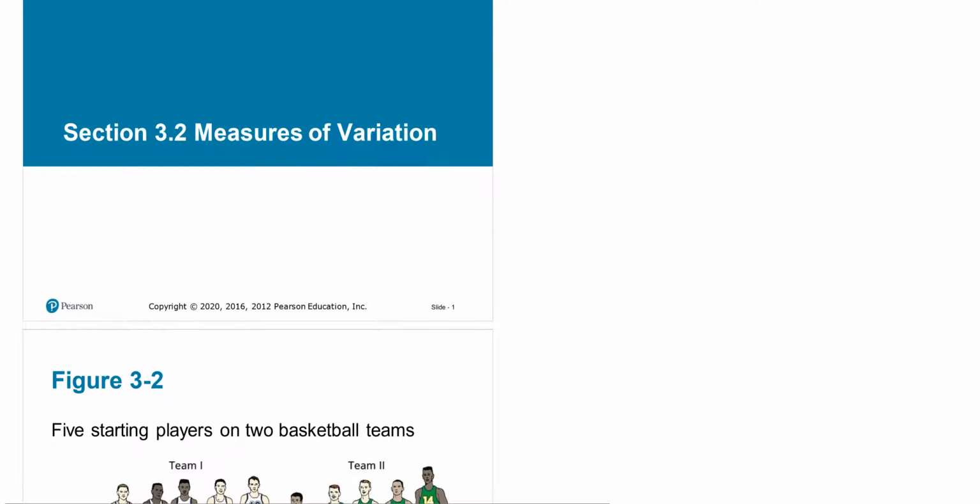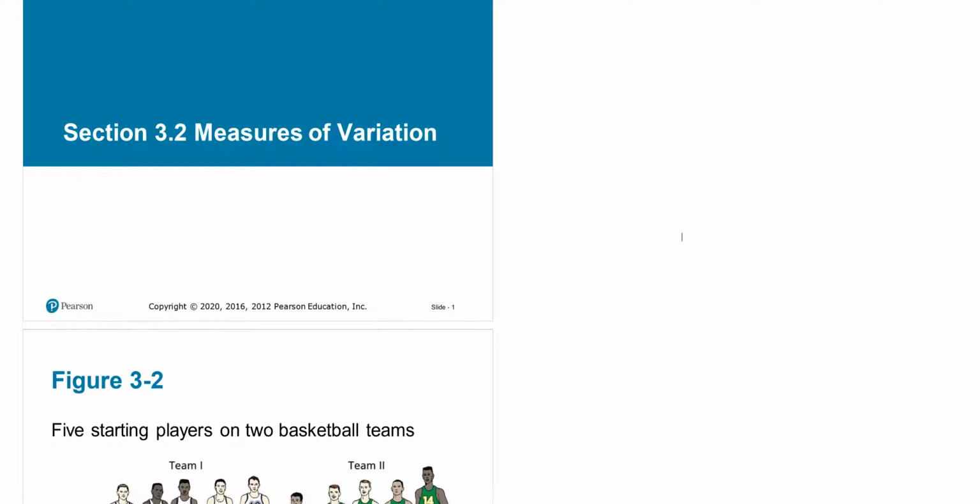Section 3.2, Measures of Variation. Usually there are three measures of variation that we focus on: one is called the range, one is the interquartile range, and one is the standard deviation, which is the most important. In this section, we just introduce two of them, the range and the standard deviation.